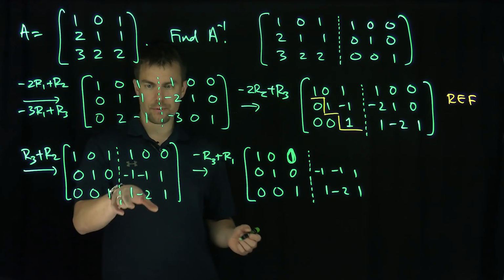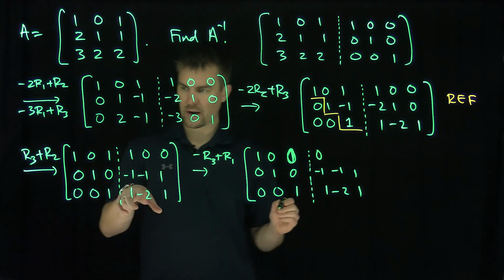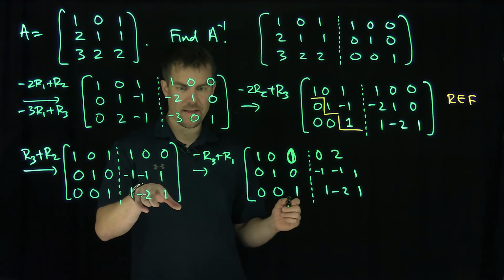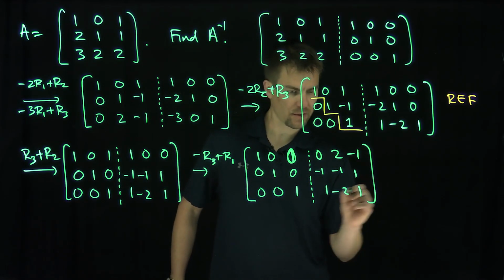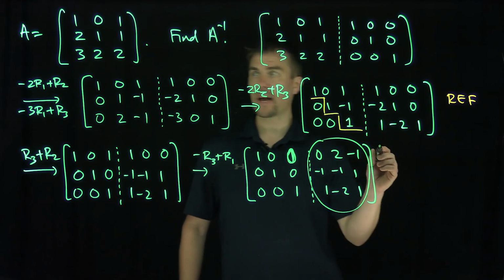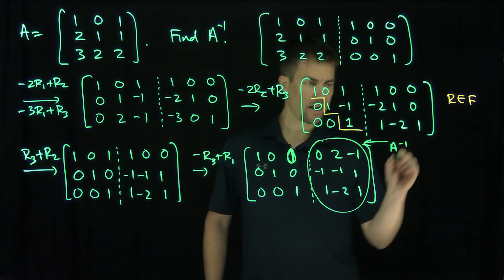And so now I'm doing negative row 3 plus row 1. That's going to turn into a 0 over there. And then that's going to turn into a positive 2, like that. And that's going to turn into a negative 1, like so. Okay? And so this matrix over here should be the inverse of our matrix A. That is A inverse. And so let's just check, right?